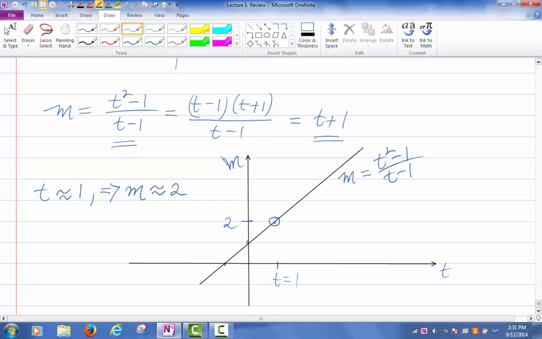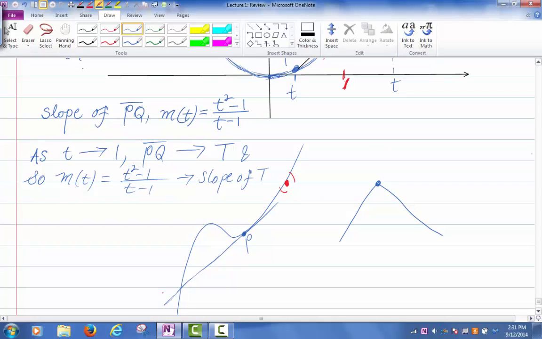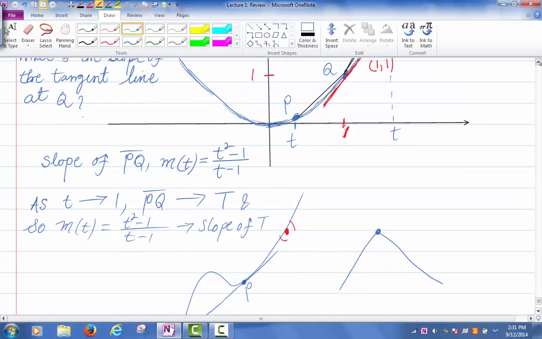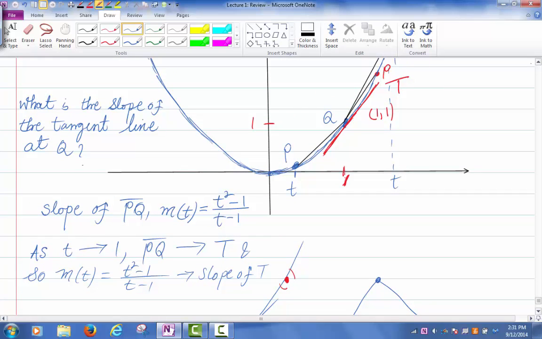So what does it mean to say that I have a tangent line at the point (1, 1)? I can say that we have a tangent line at the point (1, 1) if the slope function, (t squared minus 1) over (t minus 1), gets closer and closer to a number when t gets closer and closer to 1. If that's the case, then I have a tangent line. If that's not the case, then I wouldn't have a tangent line. Am I making sense? I'll show you some examples later to explain that.